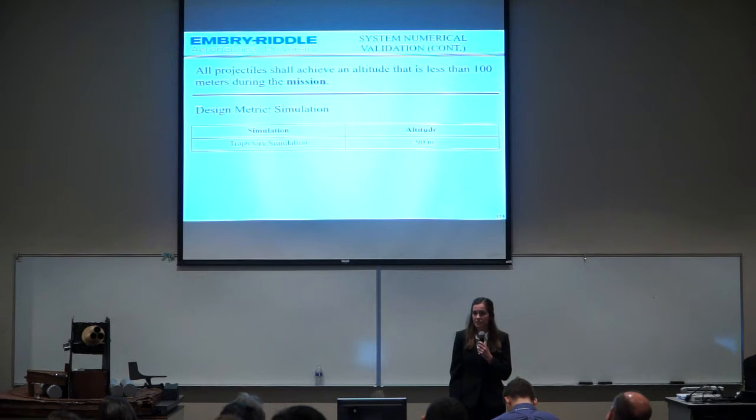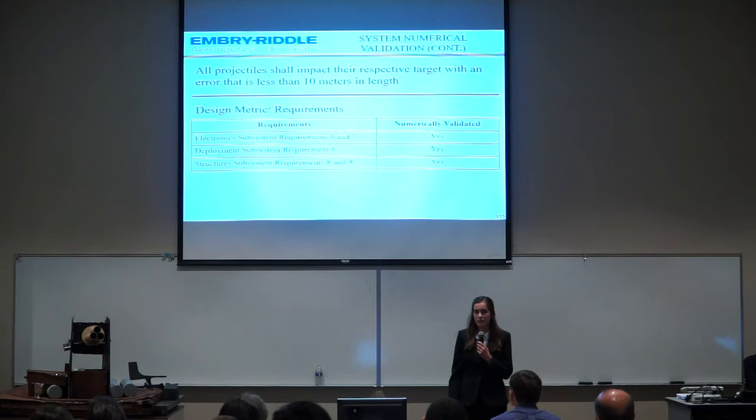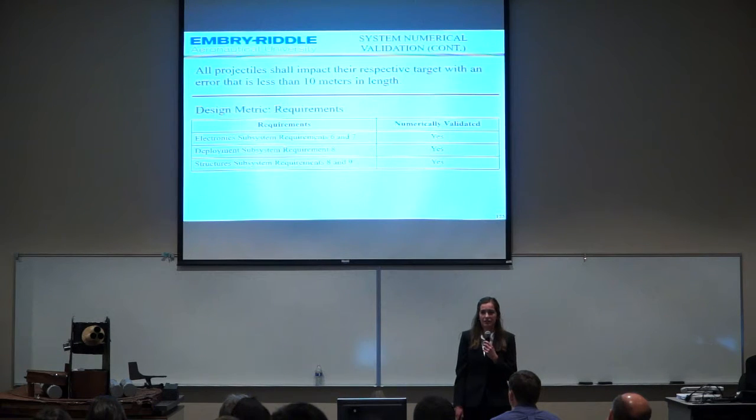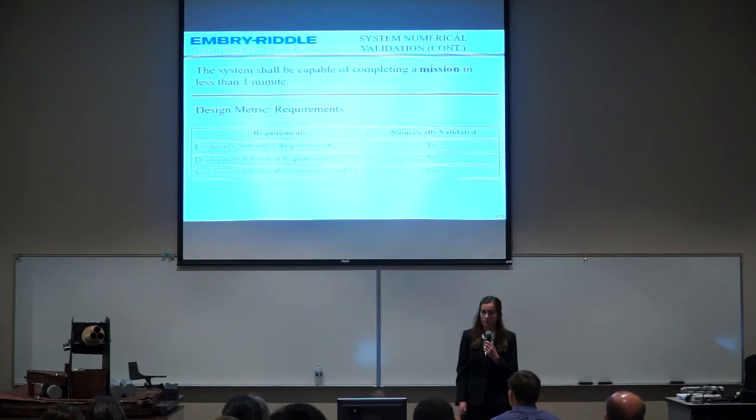Next, all projectiles shall achieve an altitude that is less than 100 meters during the mission, which has been numerically validated by our trajectory simulation, which does not allow any flight paths to achieve an altitude greater than 90 meters during the mission. Next, all projectiles shall impact the respective target with an error that is less than 10 meters in length. This has been numerically validated by all three subsystems.